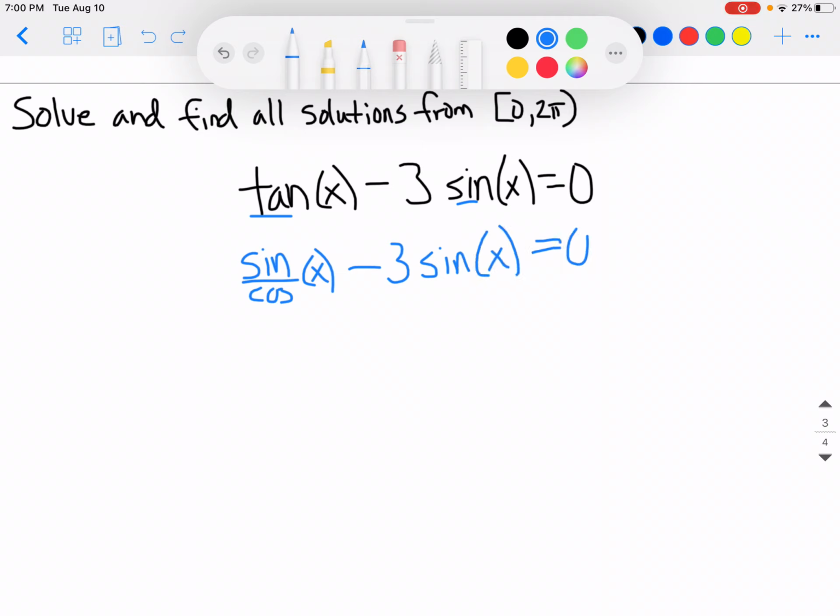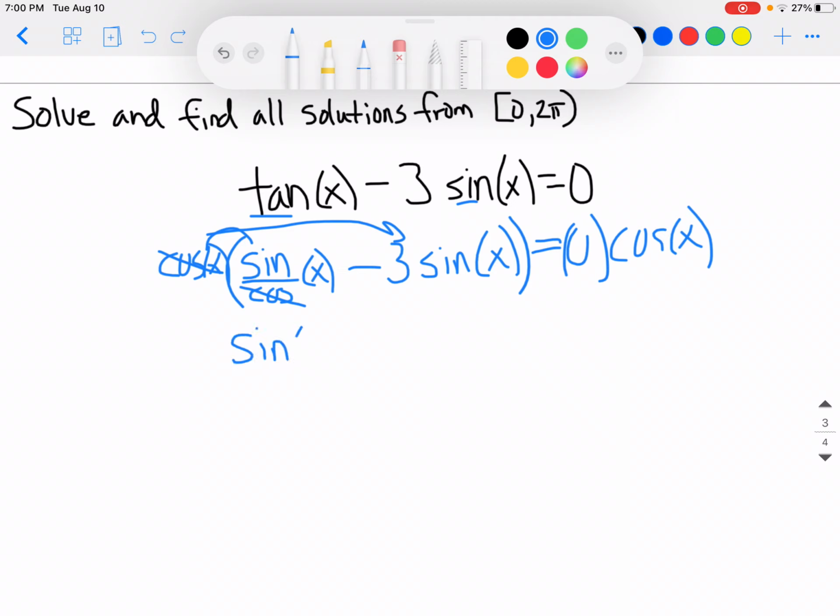Now here's what I'm thinking. Normally, when you're dealing with numbers and you have a fraction, you want to get rid of the fractions because it makes life difficult. We're going to do the same thing. We're going to multiply everything here on the left-hand side by cosine of x. And then we'll have to do the same thing on the right-hand side, multiply by cosine of x. When we do that, we'll distribute to these two terms, and what's going to happen is this cosine and this cosine are going to cancel out, leaving us with sine of x in that first term minus 3 sine of x cosine of x is equal to 0, because 0 times anything is 0.